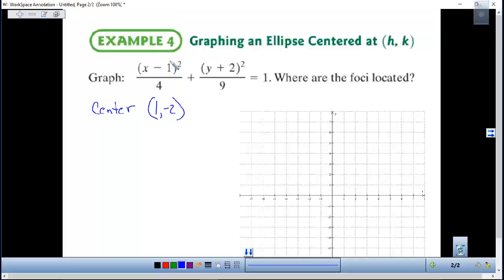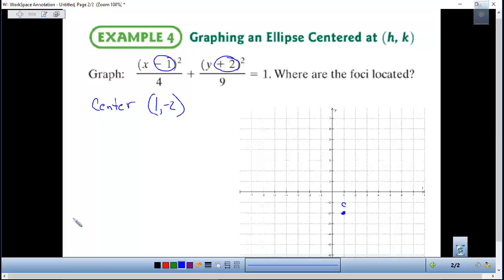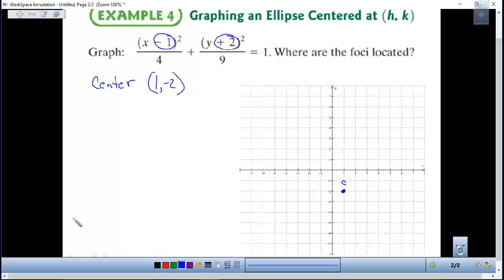So here all I did was I took these out and changed the sign. That's all you're doing. So (1, negative 2), and I'm going to make a point there because that's my center. I'm going to build everything I have as far as this ellipse off of that point right there.